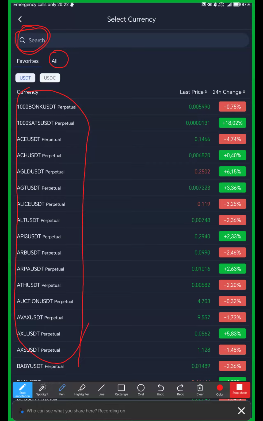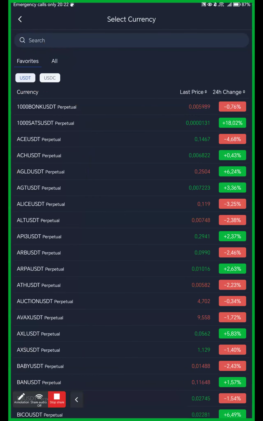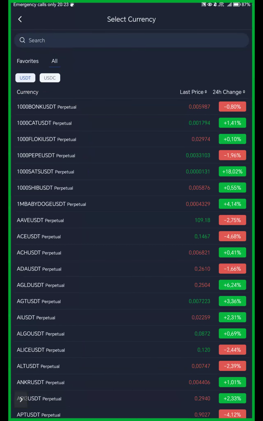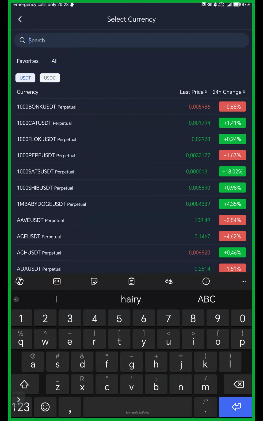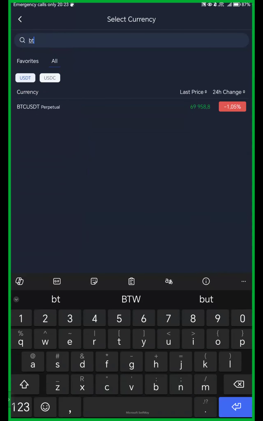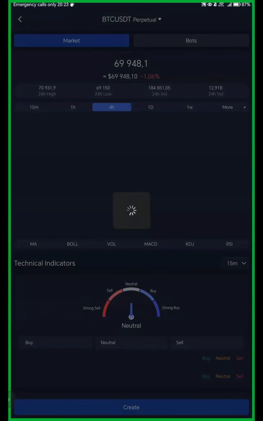So probably the coin that I'm looking for is not within my favorites. So I'm gonna tap first on All, okay, before I search the coin. So I'm gonna tap All. Then after that, I will write the name of the coin. For example, let me say BTC. Okay, so there is BTC. So instead of me scrolling and looking for BTC, I will just come here and search. And then I will tap on BTC, I open.